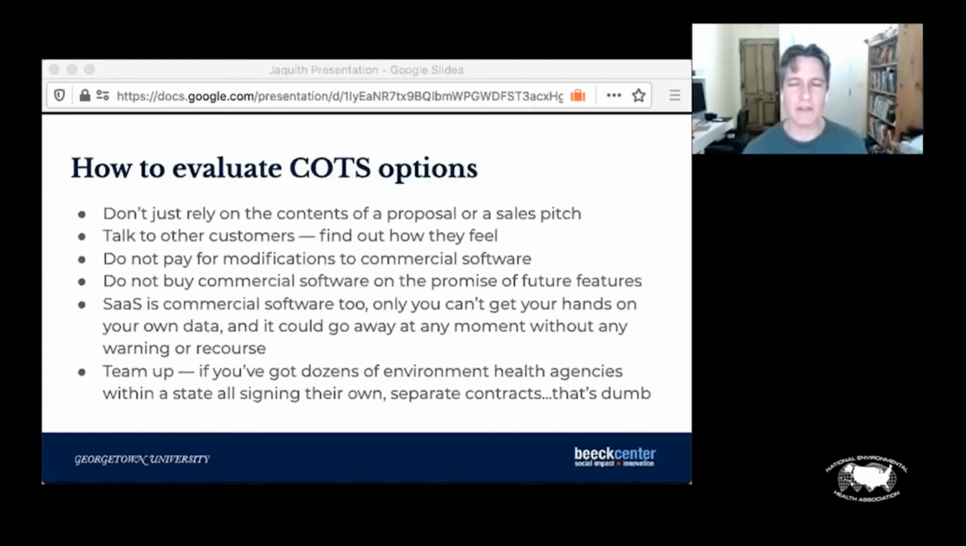I want to point out here that software as a service is commercial software too. That's where it's something you access through a web browser that is hosted by the vendor, like Google Docs, for instance. You can't buy Google Docs. You can't install it on your local system. You can't install it on your network. It's something housed by Google. All these rules apply there just as well. Only you can't get your hands on your own data with software as a service. It all exists in some server somewhere that you can't put your hands on. And it can all go away at any moment without any warning or recourse. All your data, poof, gone.